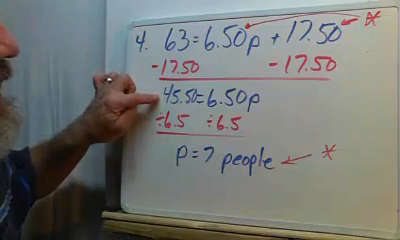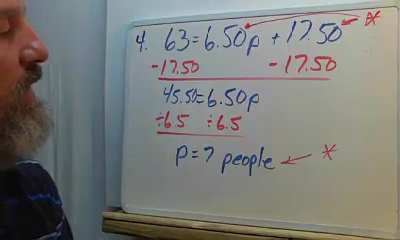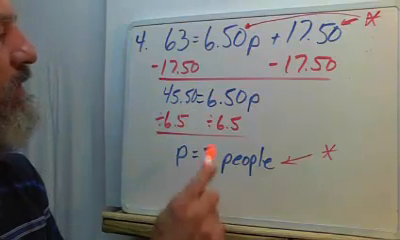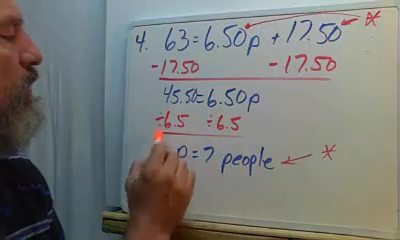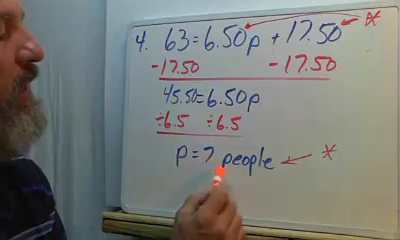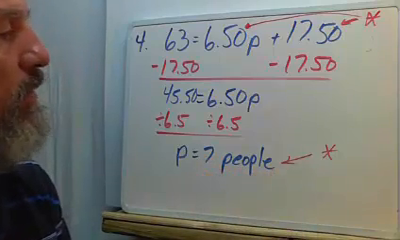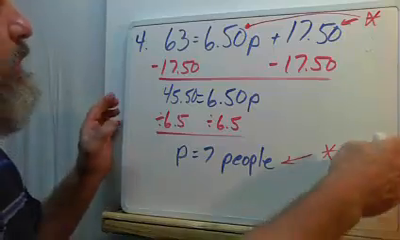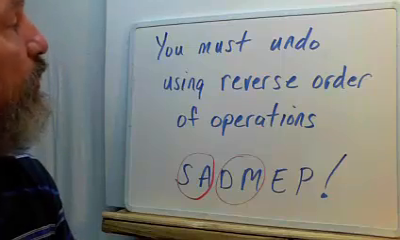We get 45.50 equals 6.50 times p. We divide both sides by 6.50, or 6.5, and we end up with p equals 7. And remember, in this case we needed a unit because it was a word problem, so it should be 7 people.